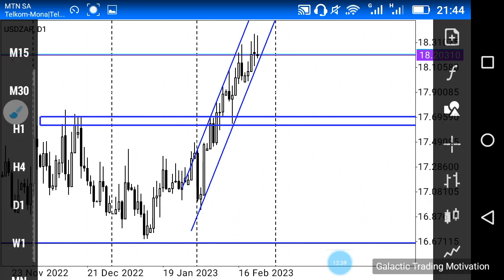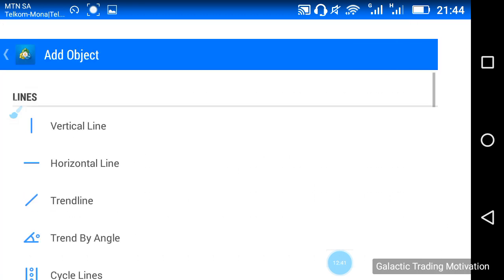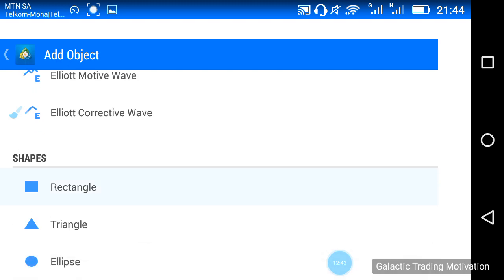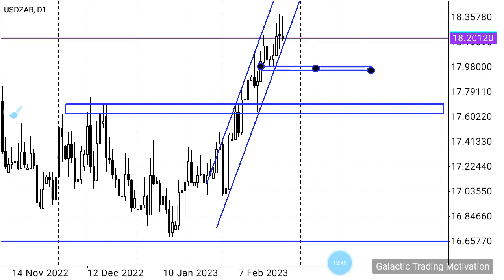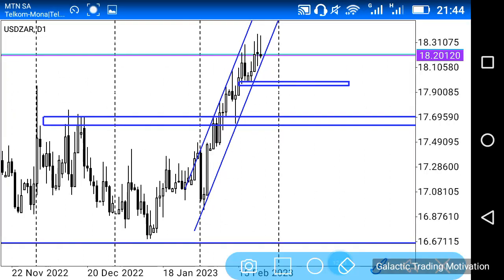I'm just gonna add a neckline for that overextended M structure. There we go. Right, so just to recap, guys, I would not be selling at this point, right, because a lot of people are also selling because they see that M structure. I would rather wait for the market to close below this neckline, as well as to close below this trend line, right? And then I would look for a potential selling opportunity.